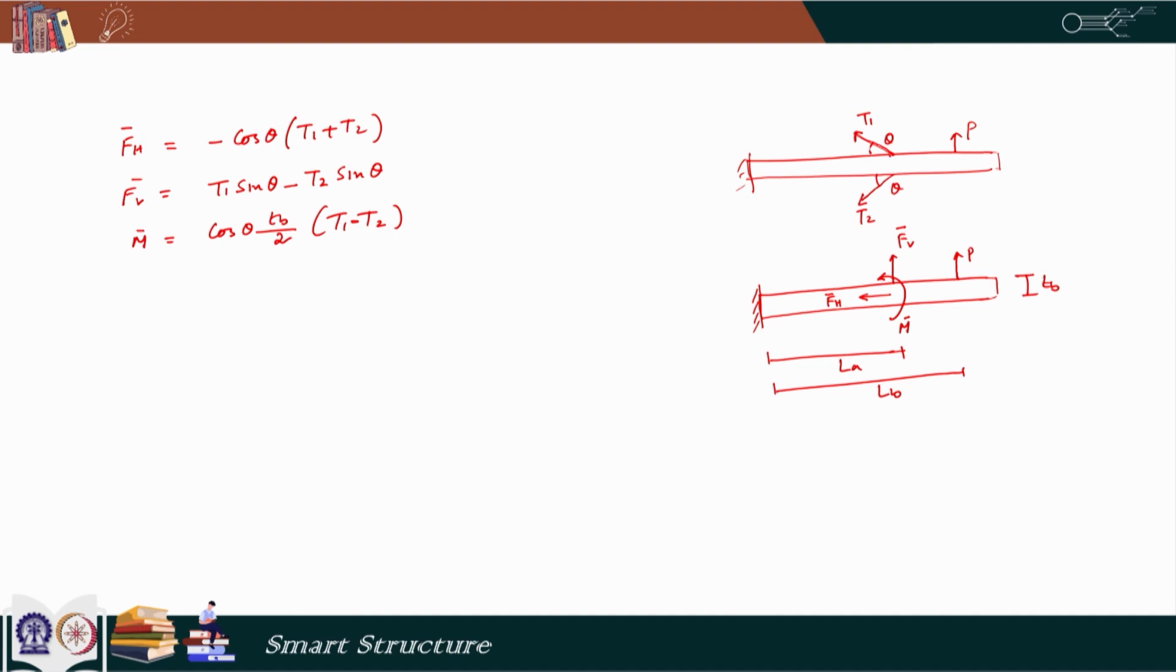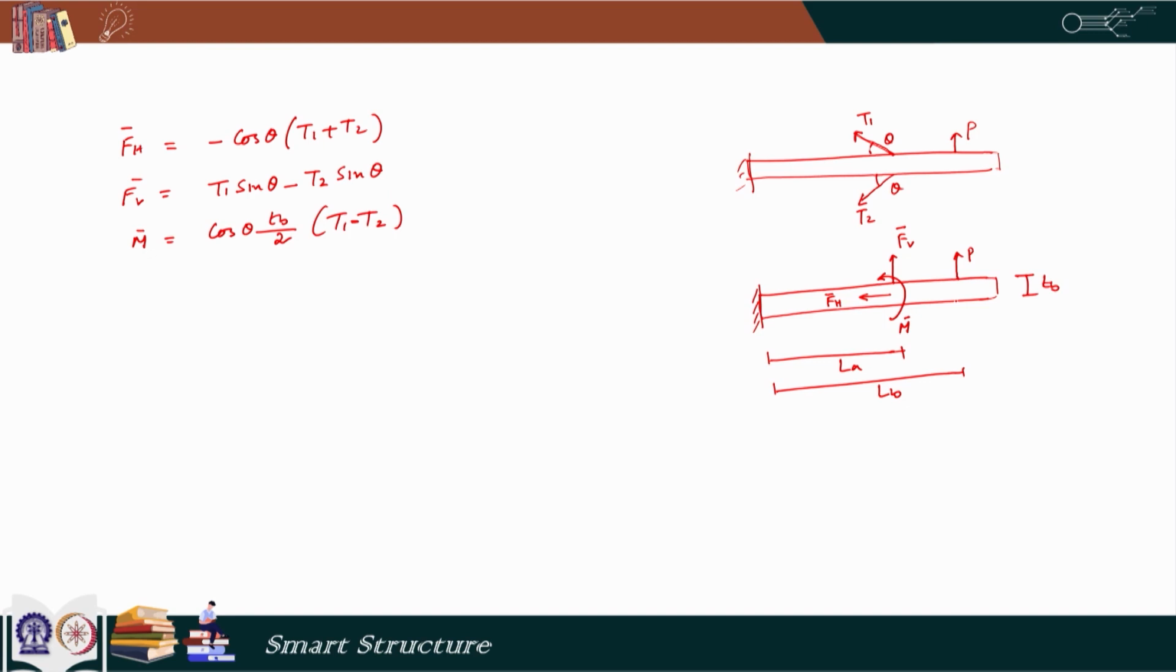Because if I look at the horizontal component of the force T1, it is T1 cosine theta, and the horizontal component of force T2 is T2 cosine theta. So, if T1 cosine theta and T2 cosine theta are not equal, they are going to give rise to a moment of this amount, and P remains as it is.